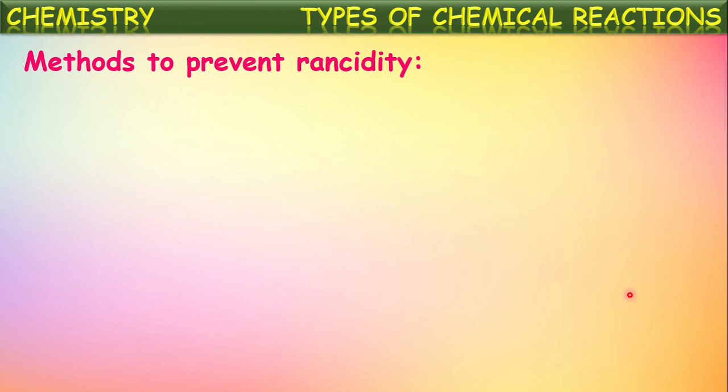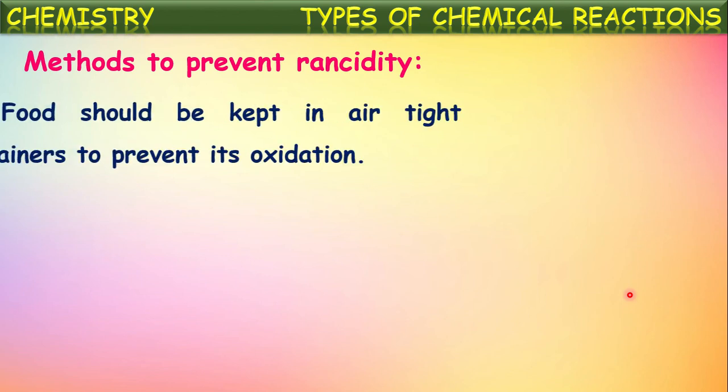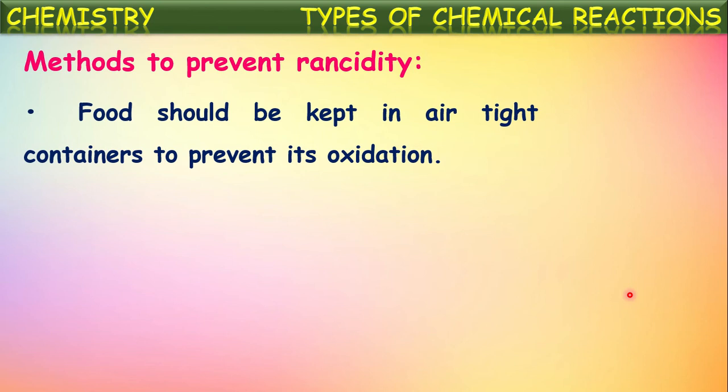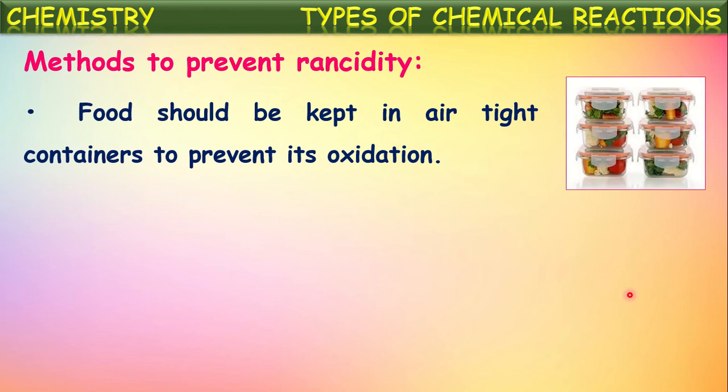So how can we control this rancidity? That we say as methods to prevent rancidity. One of them is that food should be kept in airtight containers to prevent its oxidation. If we keep the foodstuff in airtight containers, it won't be in contact with the air, and hence we can stop the oxidation of those foodstuffs.